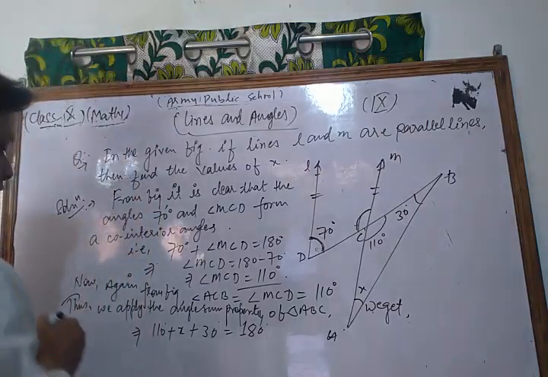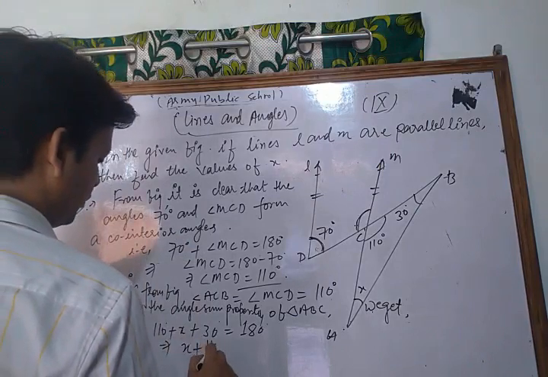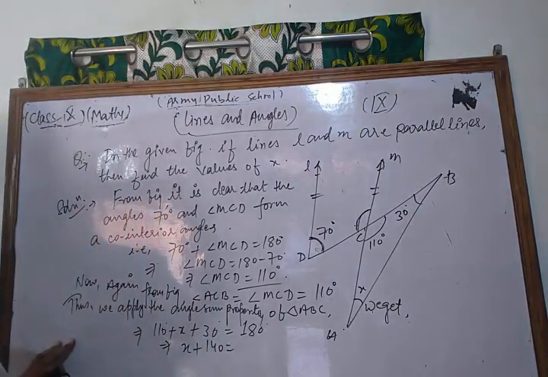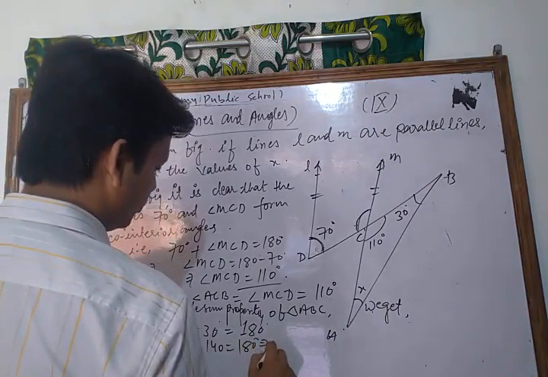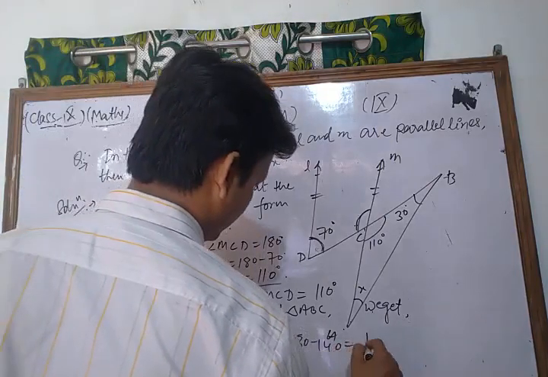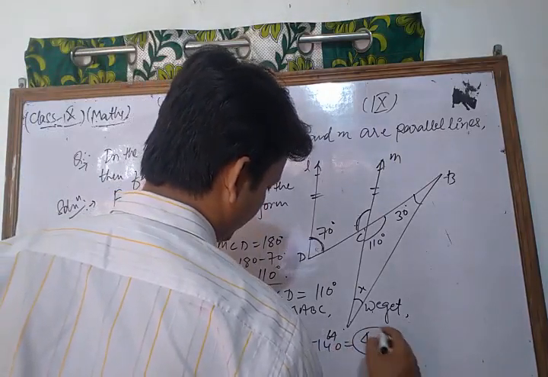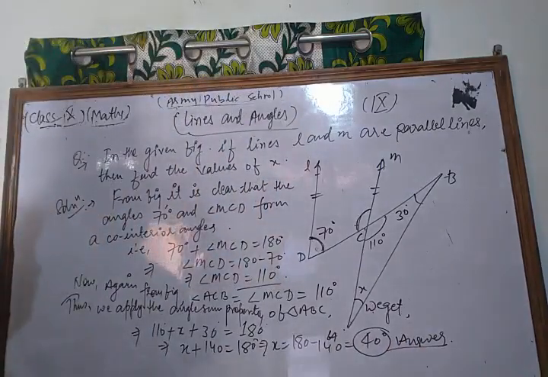Now from there we find the value of x. So x plus 140 is equal to 180 degree. Then the value of x is equal to 180 minus 140, that is 40 degree. This is the required solution of the given question.